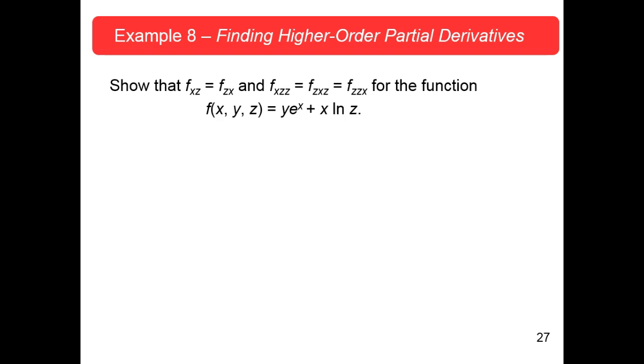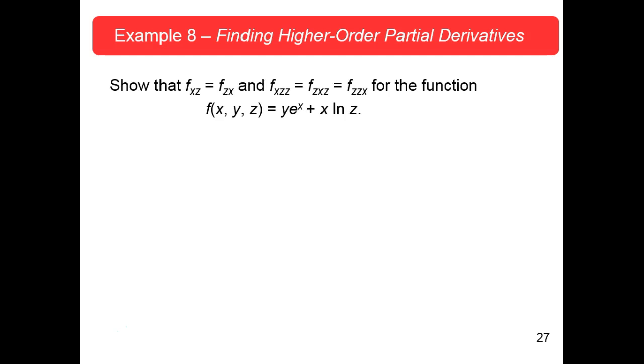So here we have a function. f(x, y, z) is equal to y e to the x plus x log z. That's a function of 3 independent variables, x, y, and z. Now, we're to show that f sub xz is also the same as f sub zx. That's the first one. Then we'll show that f sub xzz is equal to f sub zxz, and that's also the same as the partial of f sub zzx.